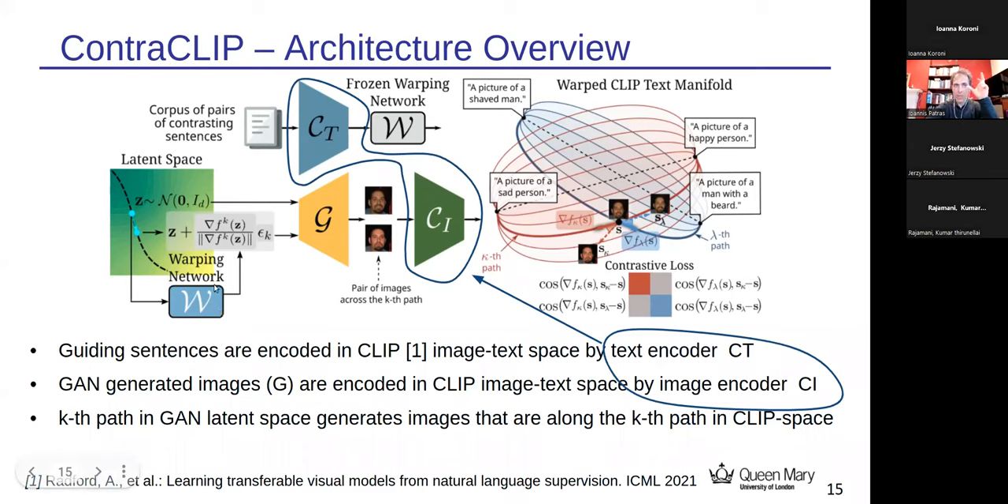paths now in the latent space of GANs, such that images that are generated along a certain path are encoded through the CLIP image encoder along paths that are as similar as possible to paths that correspond to the language contrasting sentences that we are interested in. That is the main idea, and we use an appropriate loss such that the pairs of images that are generated along a certain path are creating a vector in the latent space that is aligned with a certain path that is defined by the contrasting sentences. I'm not going to go into the details of the type of the loss. If you want, I will elaborate that during questions.